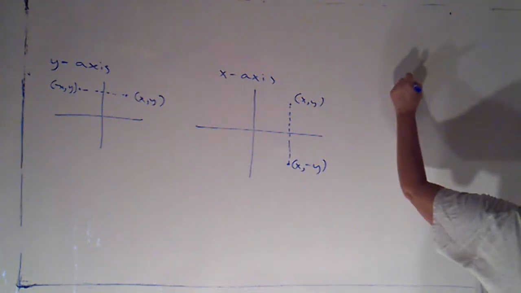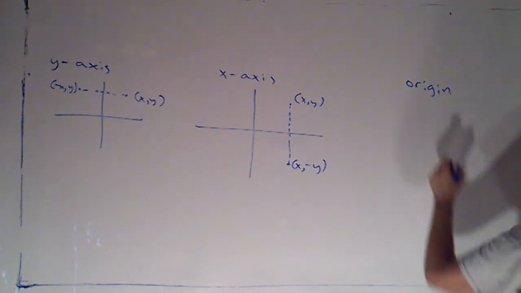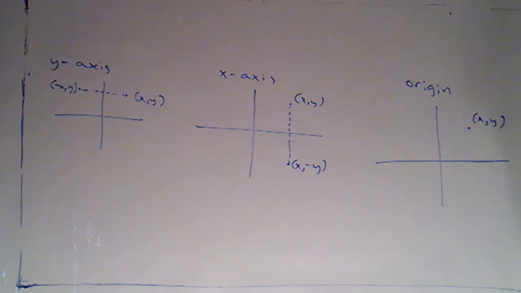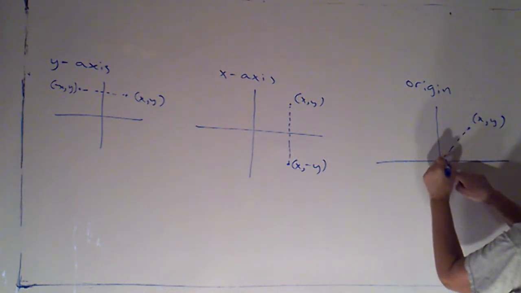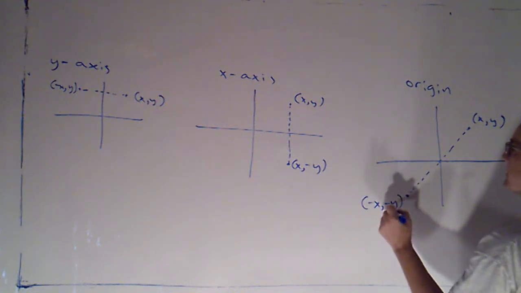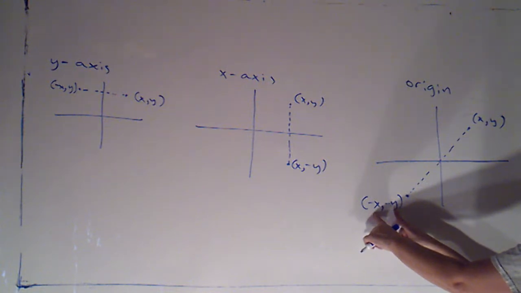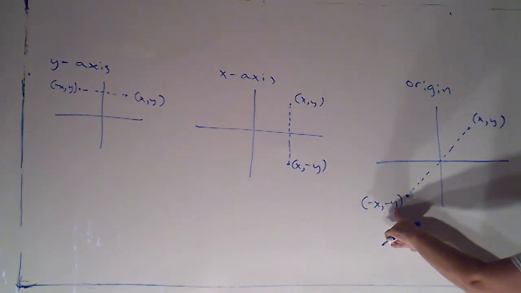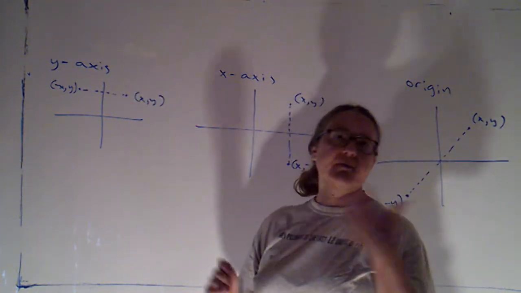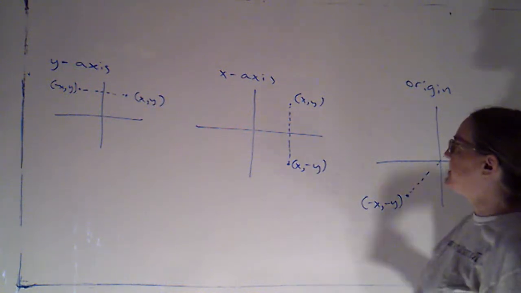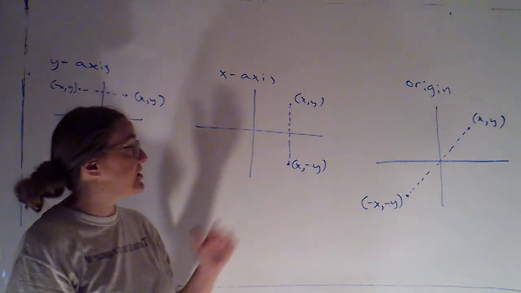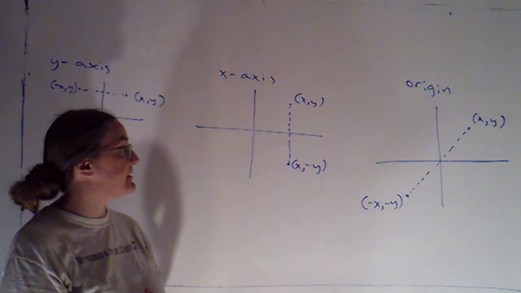And then we've got symmetry about the origin, also called rotational symmetry. That's where if I have a point x, y, it's going to look at the origin, see its mirror image on the other side, and that mirror image point is going to have the opposite x value and the opposite y value. Now, you could just memorize: if you're checking for symmetry about the y-axis, replace x with the opposite of x. If you're checking for symmetry about the x-axis, replace y with the opposite of y. And if you're checking for symmetry about the origin, replace both x and y with their opposites.